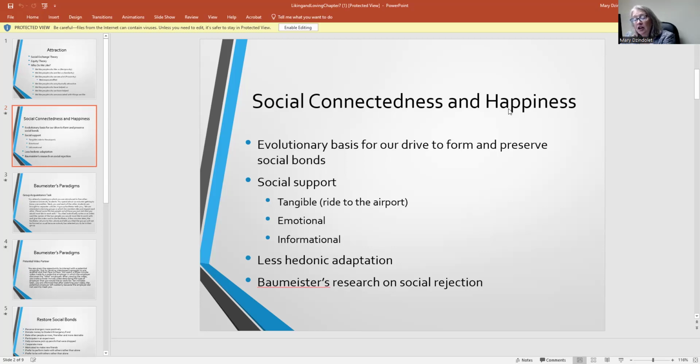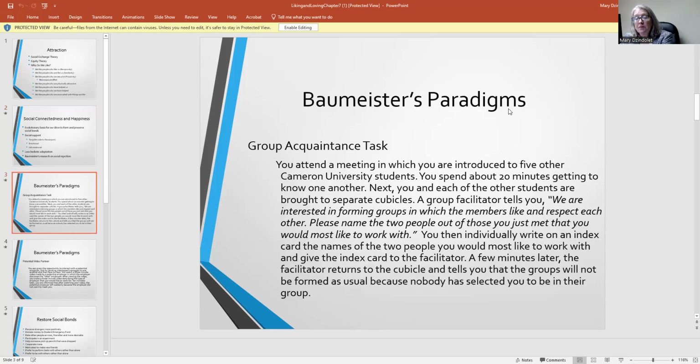And so I think it's good for you to be familiar with Baumeister's research on social rejection. I want to give you an idea of how he does his research. In one of his experiments, he sets up situations where he's going to make people feel rejected. In one set of his experiments, he had this group acquaintance task. You attend a meeting in which you're introduced to 5 other, let's say Cameron University students, and you spend about 20 minutes getting to know one another.